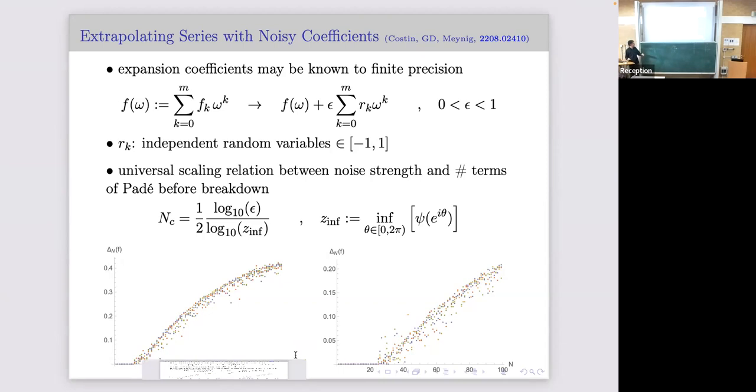Just n on the... yeah, sorry. I don't know what that is. I don't see that. Yeah, this is n on the horizontal axis. I have no idea what that thing is. It's not showing.